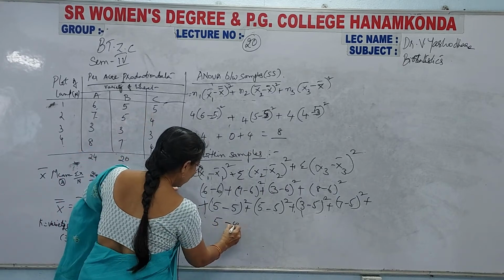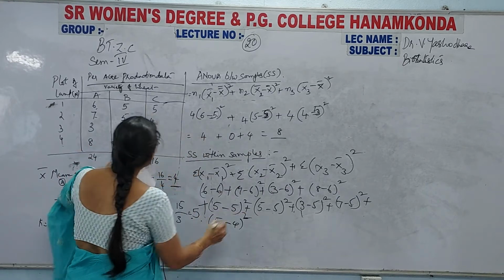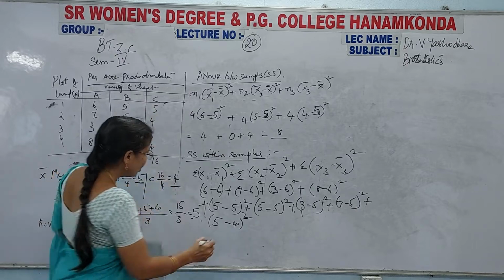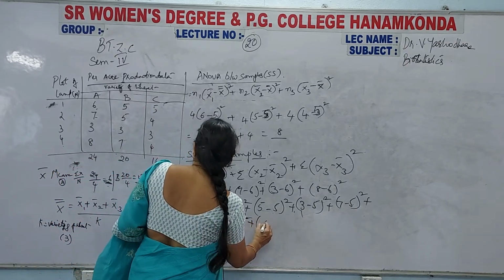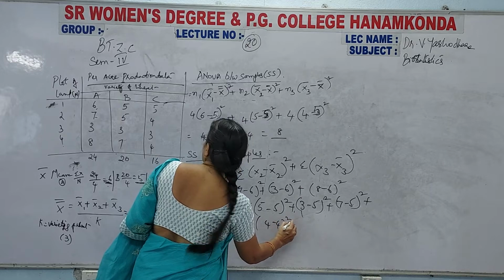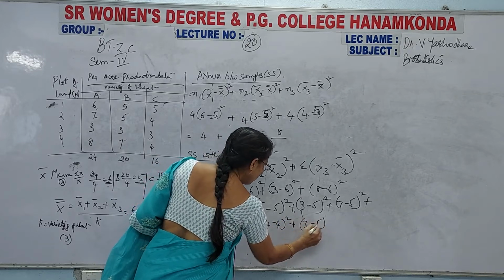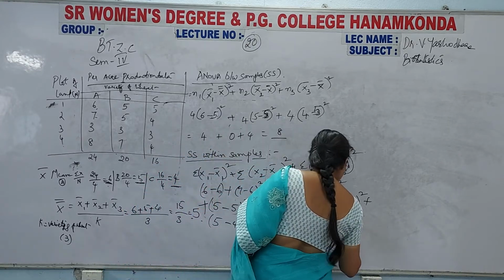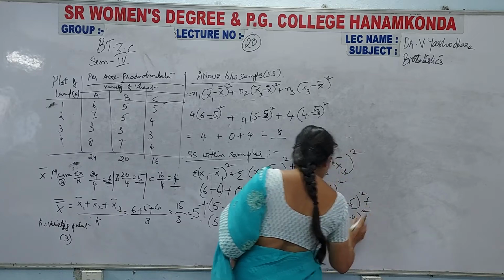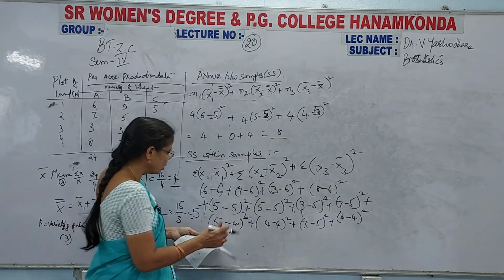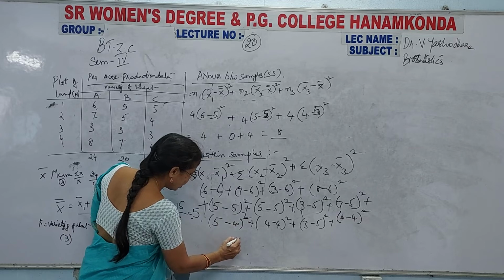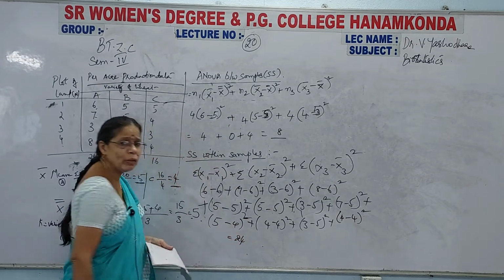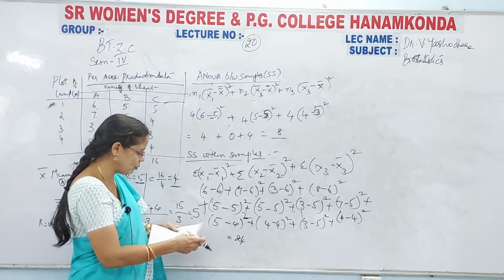మైనస్ 4 హోల్ స్క్వేర్ చూడండి 5 4 నెక్స్ట్ ప్లస్ 4 మైనస్ 4 హోల్ స్క్వేర్ ప్లస్ 3 మైనస్ 5 హోల్ స్క్వేర్ ప్లస్ 4 మైనస్ 4 హోల్ స్క్వేర్ వాట్ ఎవర్ ఇట్ మే బి. నేను ఈ మొత్తం చేస్తాను, ఈ మొత్తం క్యాలిక్యులేట్ చేస్తే యూ విల్ గెట్ 24. నేను మళ్ళీ మీకు నోట్స్ పోస్ట్ చేస్తాను చూడండి, యూ విల్ గెట్ 24.